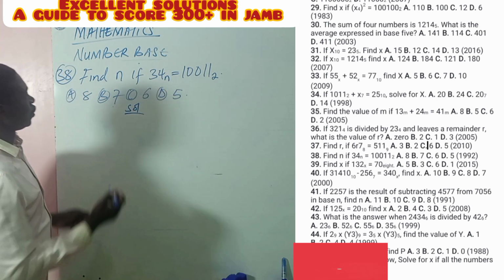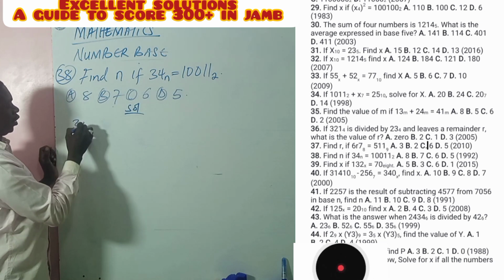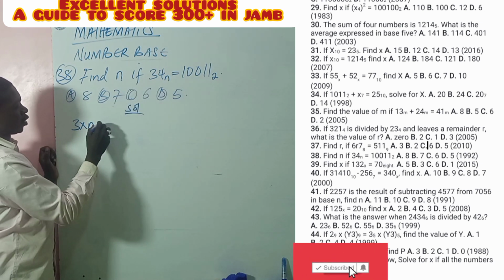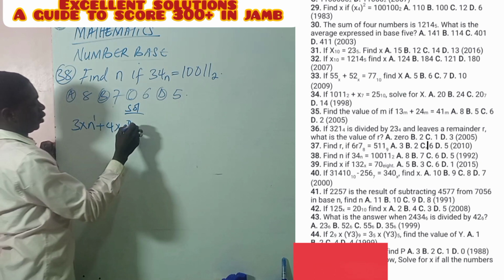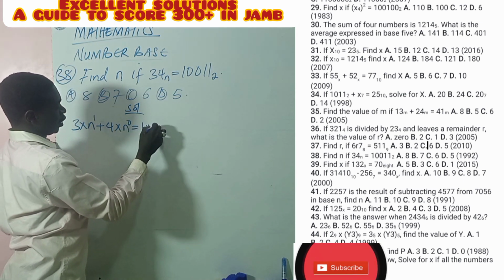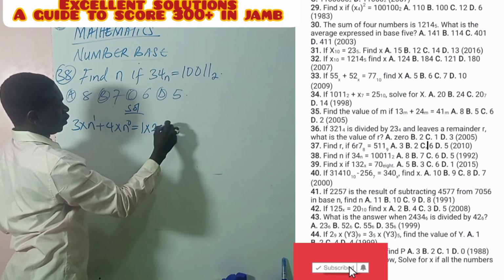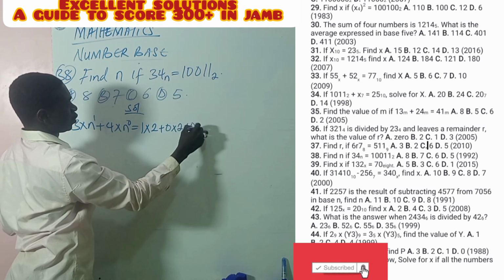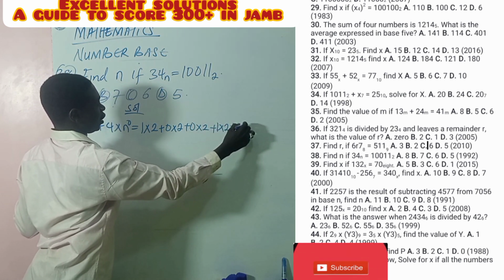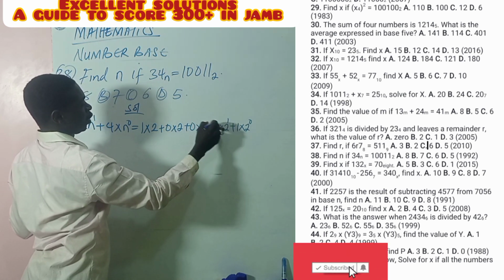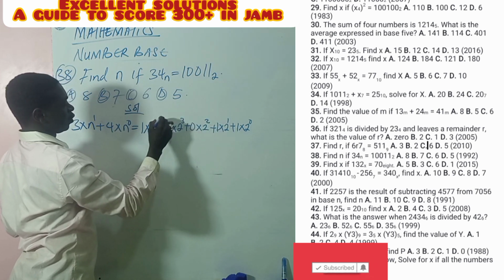Question 38 says, find n if 34 base n equals 10011 base 2. So here we have 3 times n, since n is the base, plus 4 times n, this is power 0, power 1, equals 1 times 2, the base is 2, plus 0 times 2, plus 0 times 2, plus 1 times 2, plus 1 times 2. This is power 0, 1, 2, 3, 4.